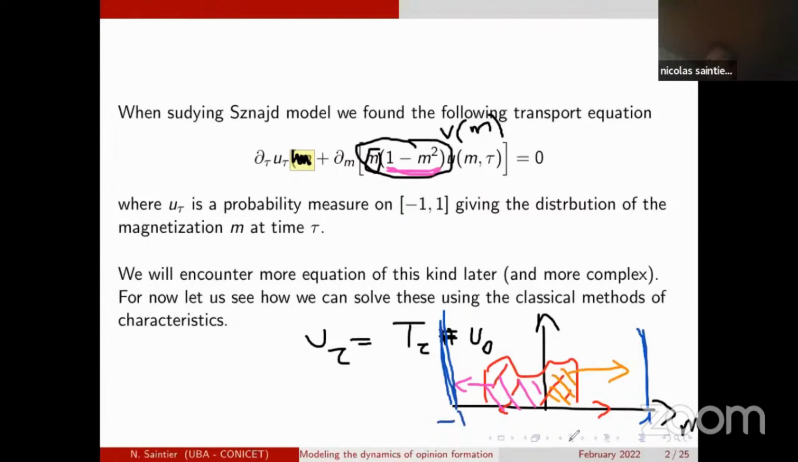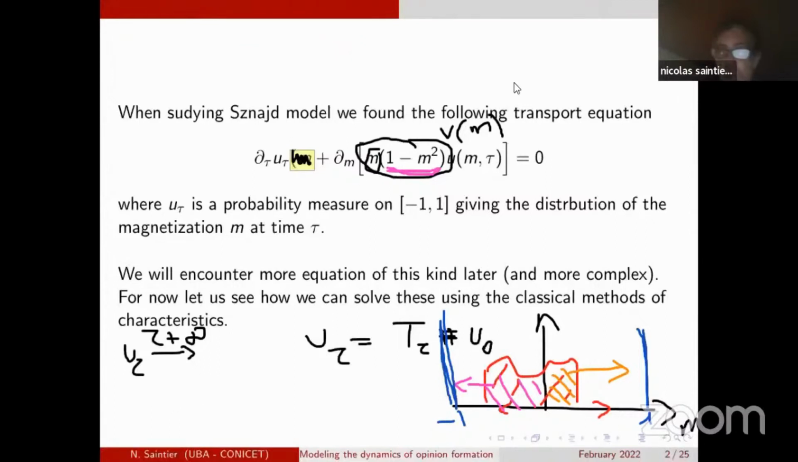And I know precisely what these Dirac masses are. The Dirac mass at 1 will have a coefficient equal to the initial total mass on the positive side. And my Dirac mass at minus 1 will have a coefficient equal to the initial mass I had on the negative side, meaning that u_t should be going, as time goes to infinity, toward a convex combination of a Dirac mass at 1 and a Dirac mass at minus 1.